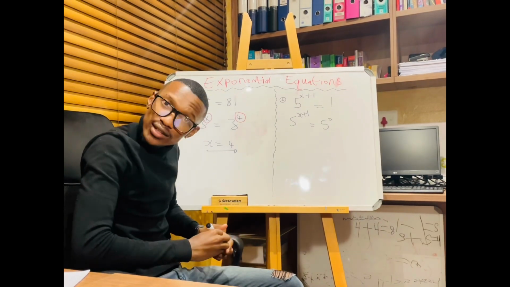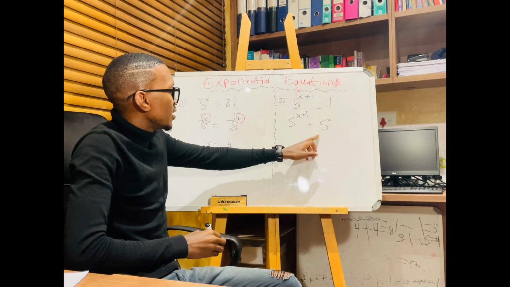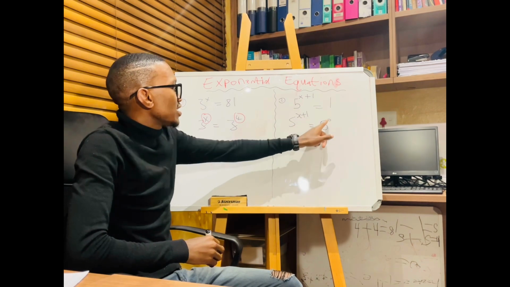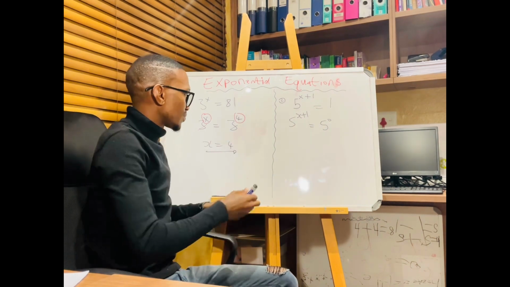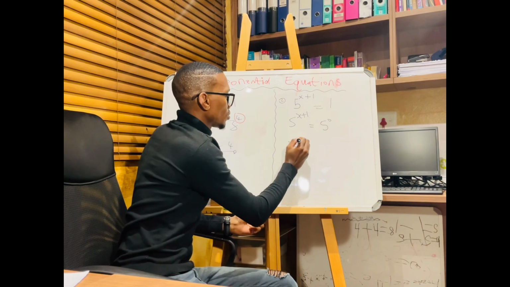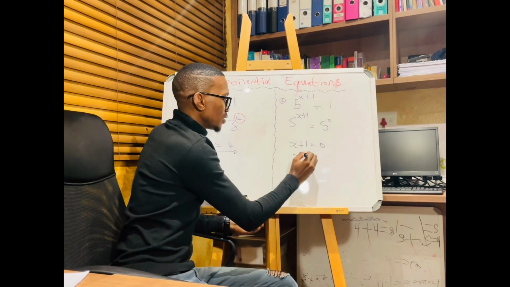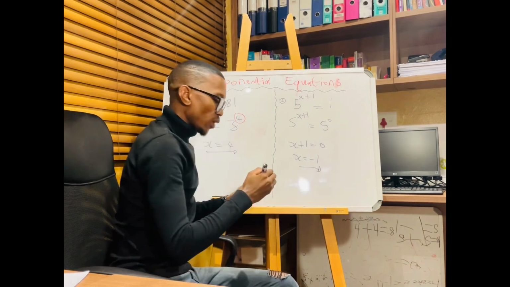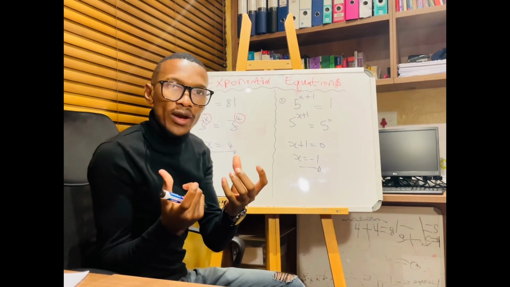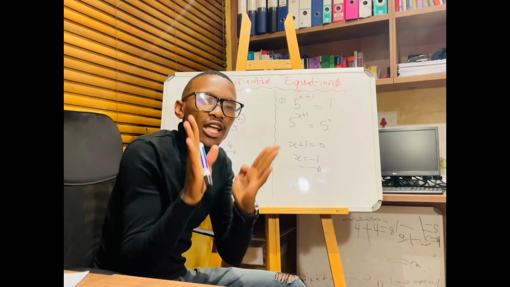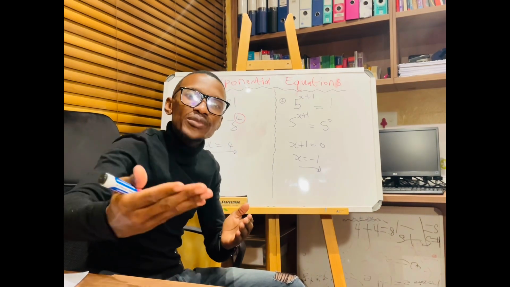Then from there, I can see that my exponents have the same base. Then I'm going to have x plus 1 equals 0. Then x will be equal to minus 1. Now, what did I do? Remember, we need to solve for x. We don't want x plus 1, we want x alone. So you must make x the subject of the formula.